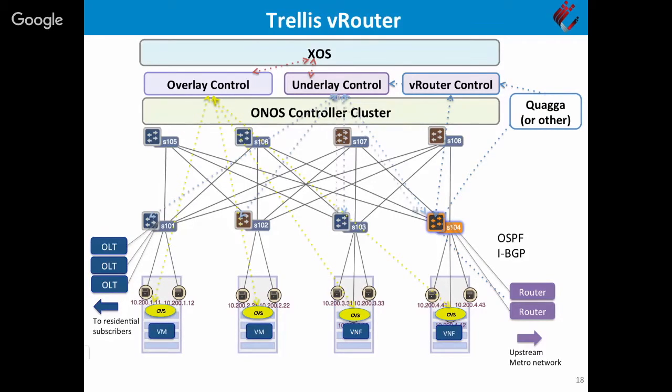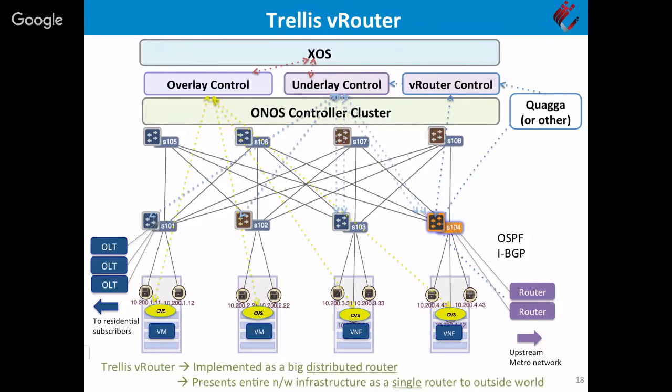So net, we can do this. The Trellis vRouter is essentially one big distributed router. You can imagine that a chassis router has backplanes and line cards. Well, the spine switches in the leaf spine fabric are the backplane, and the leaf switches together with the OVS are the line cards, right? So this entire infrastructure is presented as one big router to the outside world.